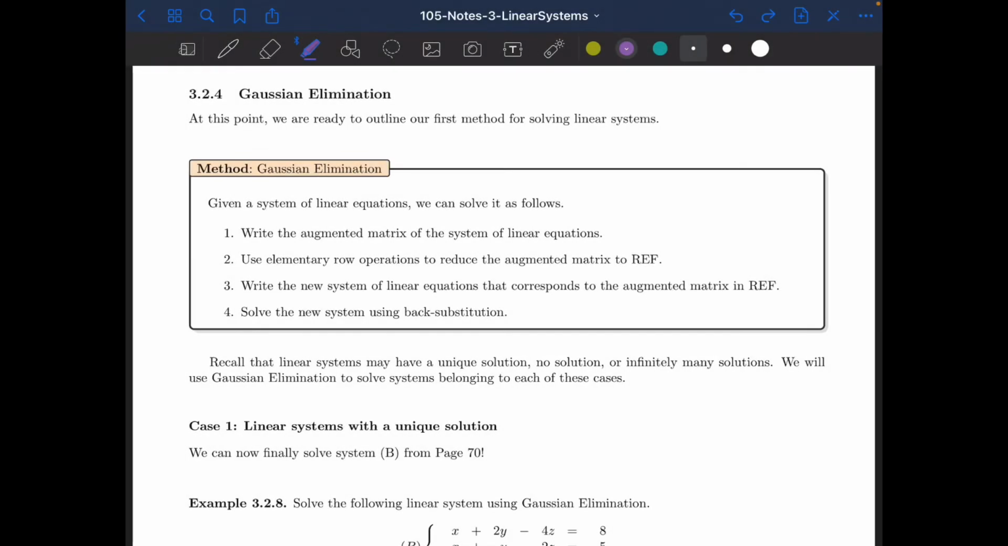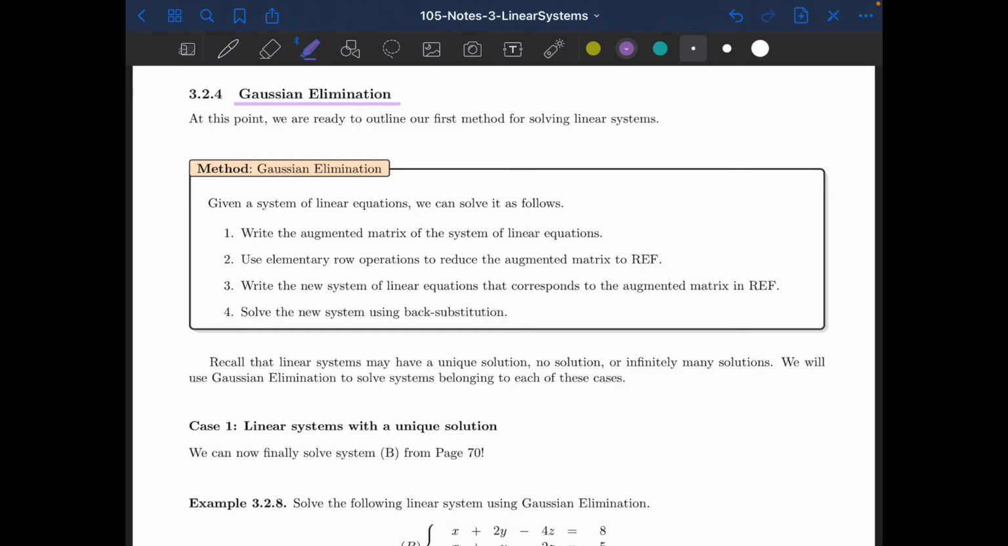In this video, we start subsection 3.2.4, Gaussian Elimination. At this point, we're ready to outline our first method for solving linear systems. It's called Gaussian Elimination. Given a system of linear equations, we can solve it as follows.